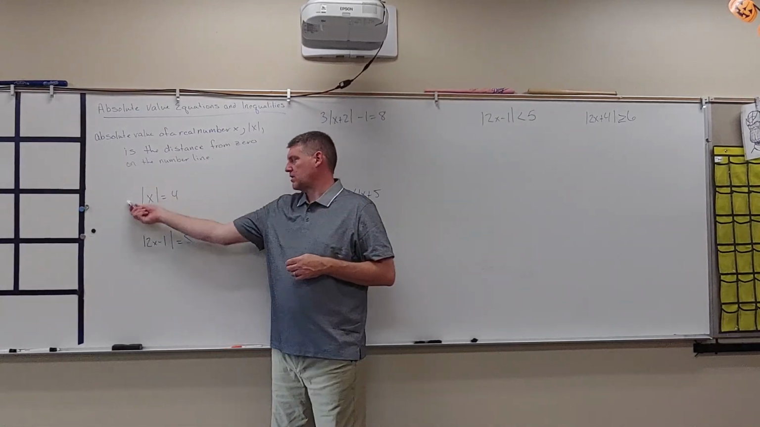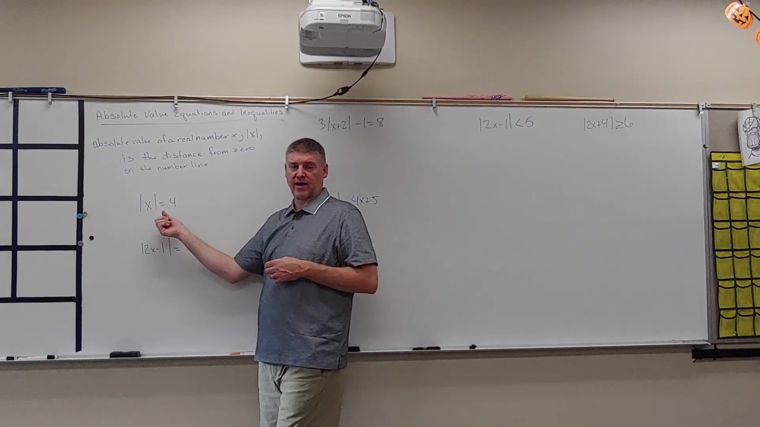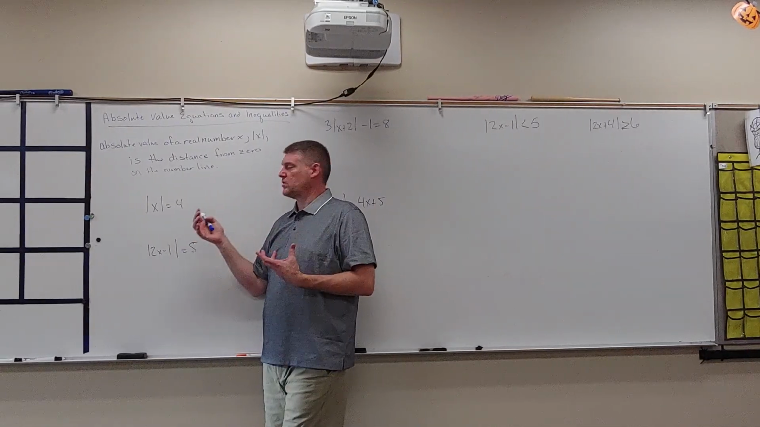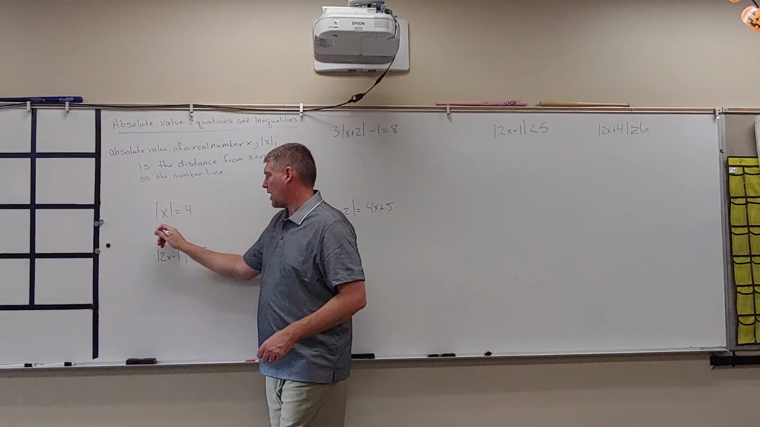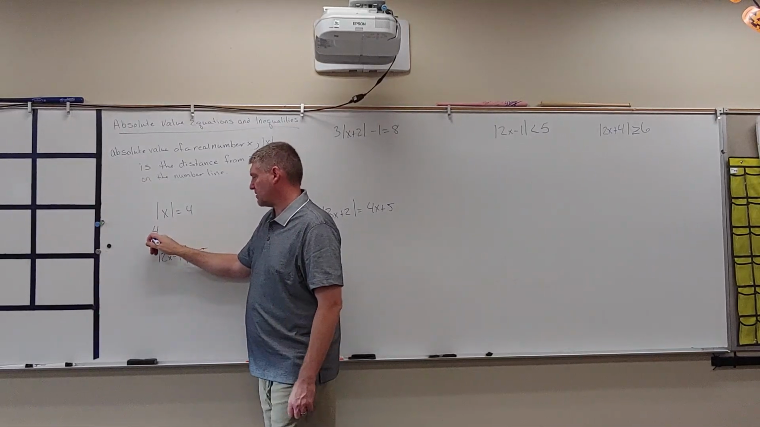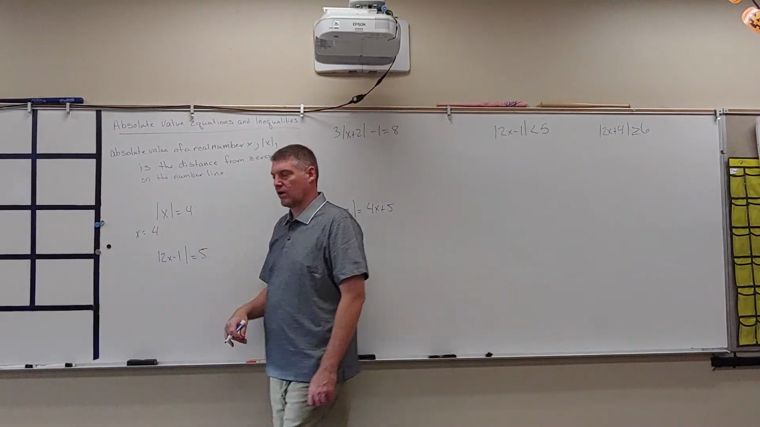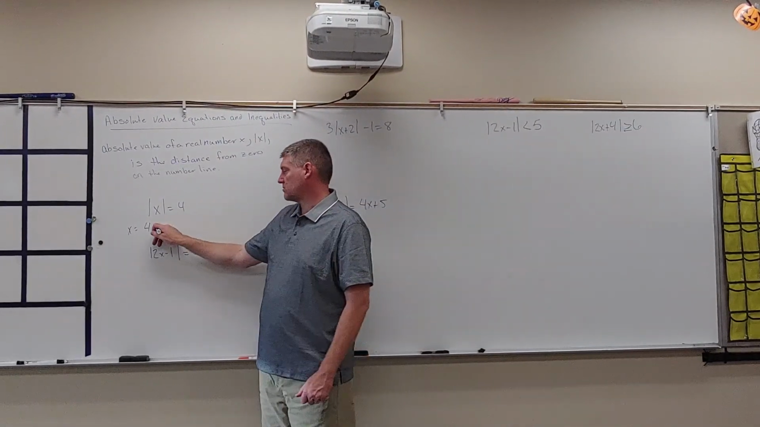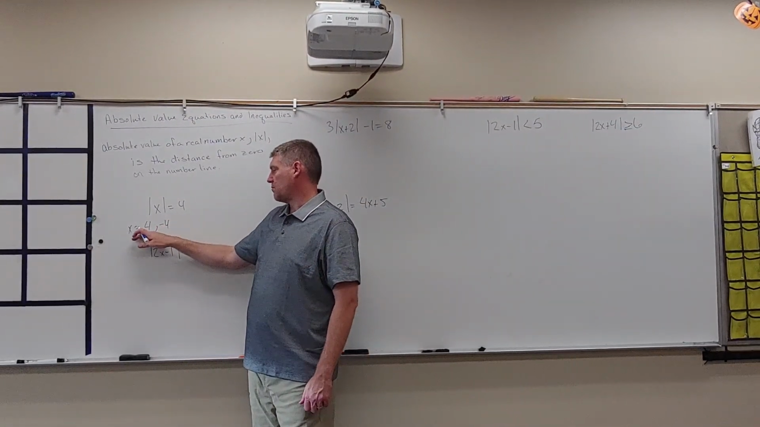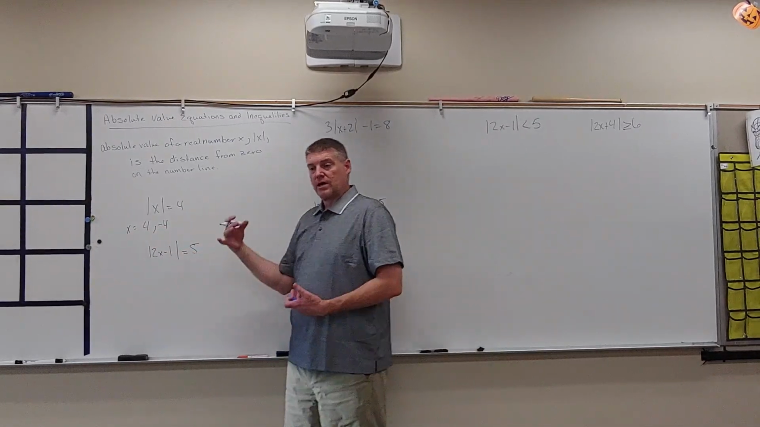So the first thing we want to look at is the absolute value of x equals 4. Well, what two values have the absolute value of 4? Well, we know that it's positive 4, right? So x equals 4. But we have the negative side, the distance on the negative side also. So it's going to be positive 4 and negative 4, right?